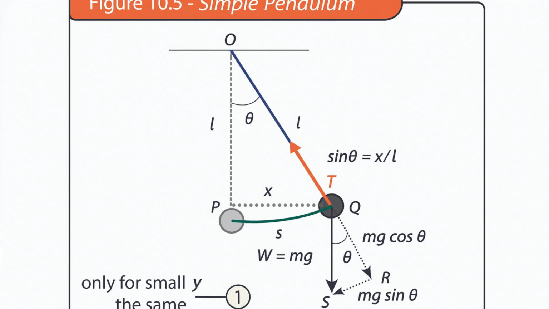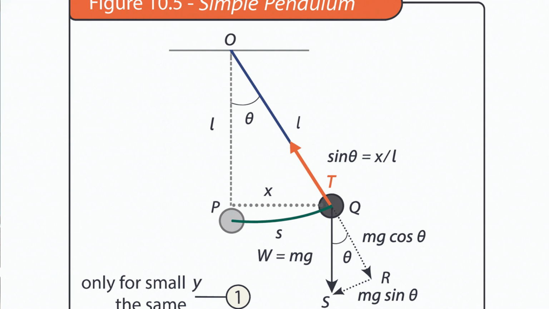2. Component perpendicular to the string. This component pulls the bob toward the equilibrium position. Using trigonometry, it equals mg sine theta. Why? Because it is opposite to the angle theta. This is the restoring force. F restoring equals mg sine theta. Finally, the result: mg equals mg cos theta plus mg sine theta, where mg cos theta is balanced by tension, and mg sine theta is the restoring force causing motion.